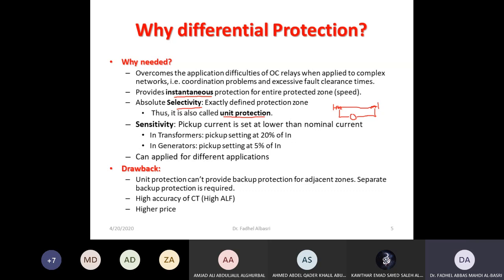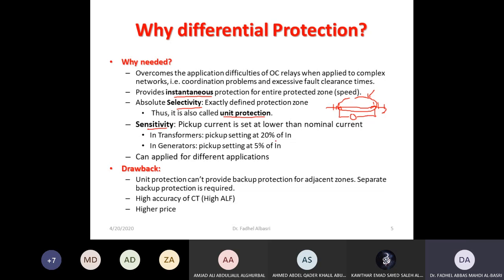Its zone of protection is defined by the two CTs that are connected to that differential relay. Any fault between these two CTs, this differential relay declares as an internal fault. Any fault outside the two CTs region, it will declare as outside. So that's why we call it unit protection. The unit is the equipment that is connected between the two CTs, the protected portion. So it has a very fixed, clear zone of protection.